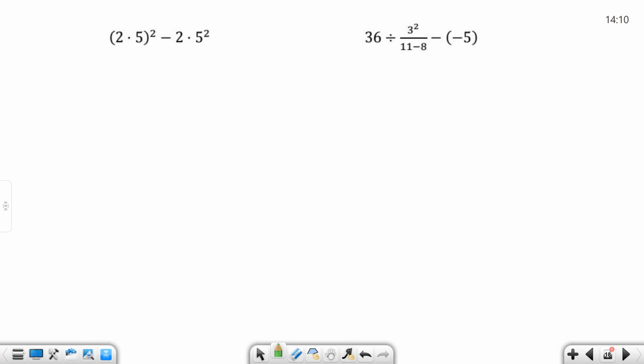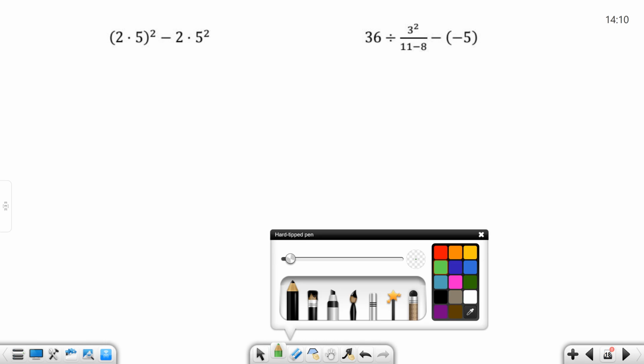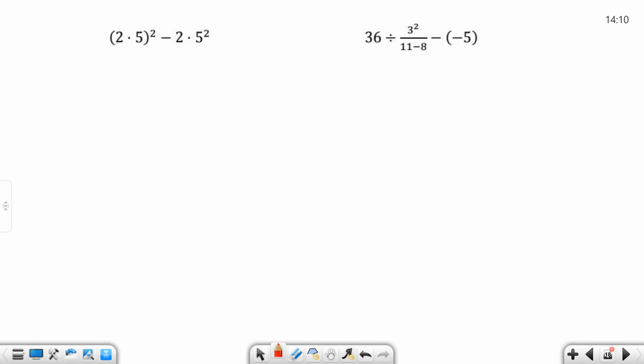Two times 5 in parentheses squared minus 2 times 5 squared. Do I have parentheses? Yes. I do this first. 2 times 5 is 10. And then I do what? Square it. Minus 2 times 5 squared. What is 10 squared? 100. Negative 2 times 5 squared.